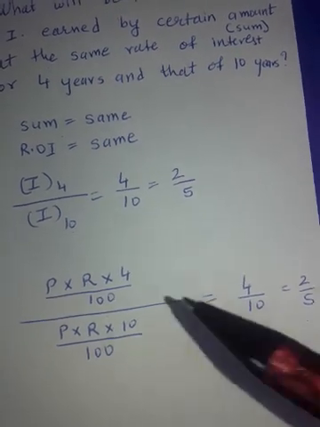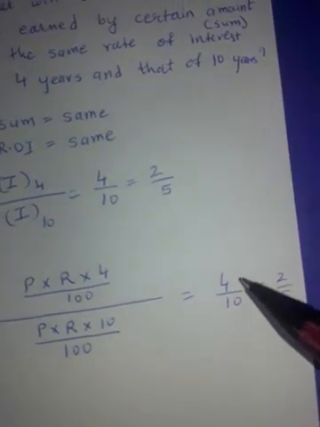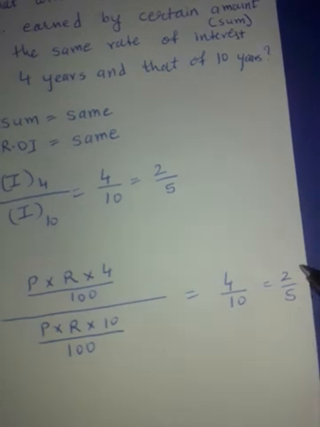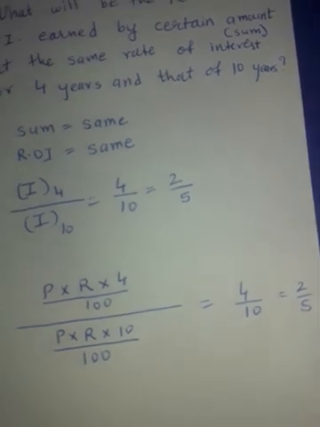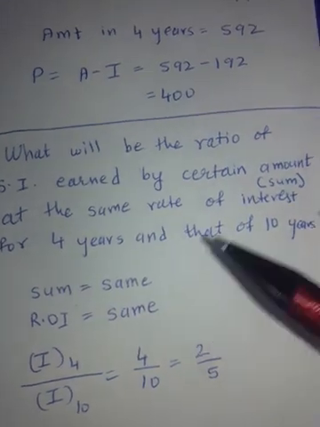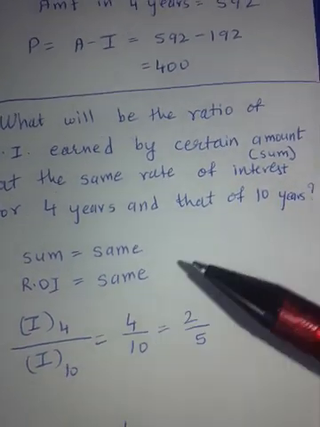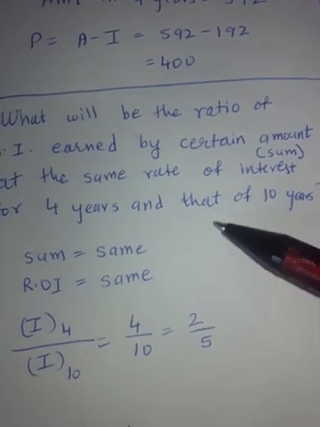And now everything will get cancelled. 100, 100, P and R, everything is common. Everything gets cancelled and we are left with 4 upon 10. That is 2 upon 5. So what do you understand here? When sum is same, rate of interest is same, then the ratio of interest will be same as ratio of period.